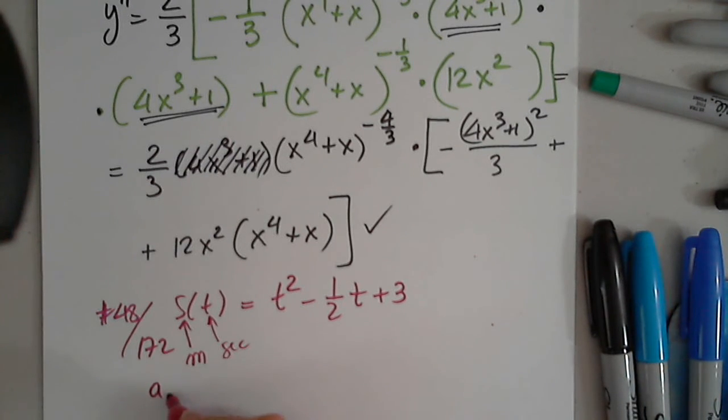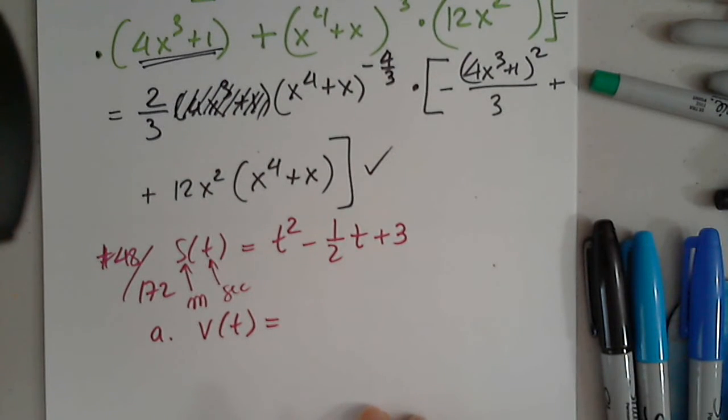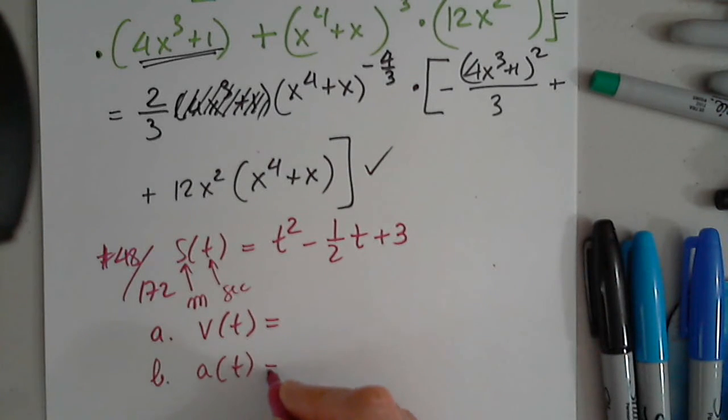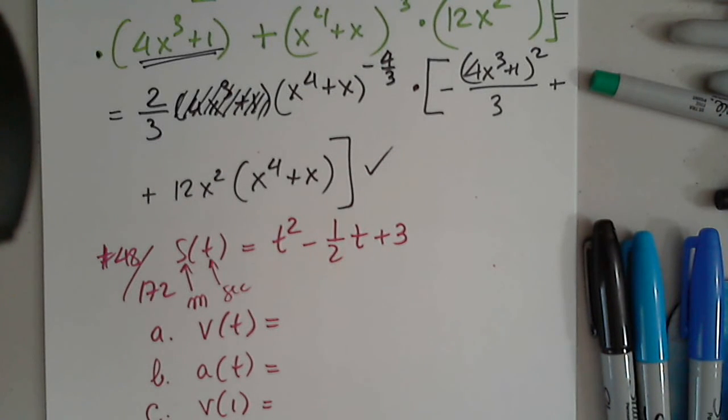They're asking us in part A to find v of t. And we know that is the velocity. Then in part B, they're asking us to find a of t. And we know that that's the acceleration. And in part C, they're asking us to find the velocity and acceleration when t equals 1. V of 1 and a of 1. Ready?